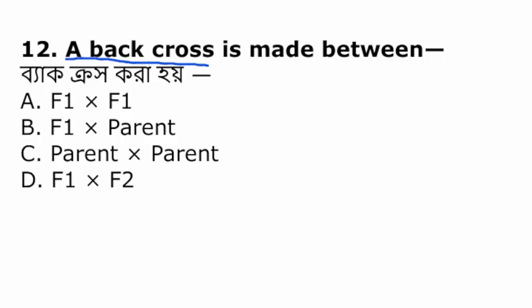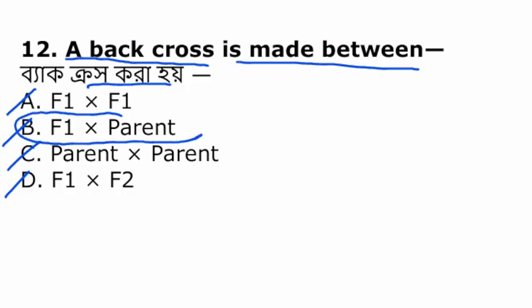A backcross is made between — backcrossটা করা হয় কার মাধ্যমে? F1 with F1, F1 with parents, parents to parents, F1 and F2. So the backcross is basically when the F1 is crossed with a parent. It could be homozygous or heterozygous, both parents.